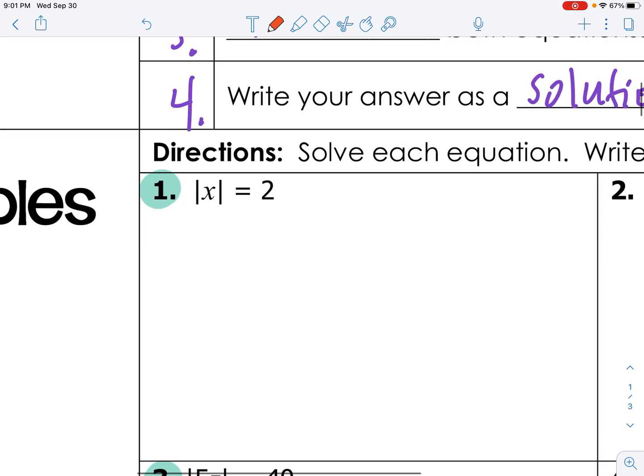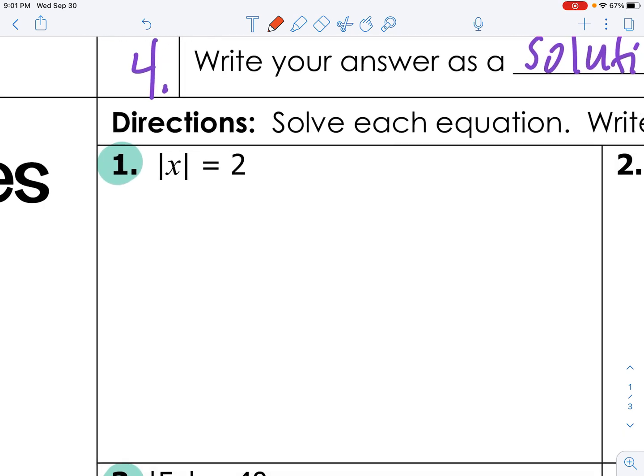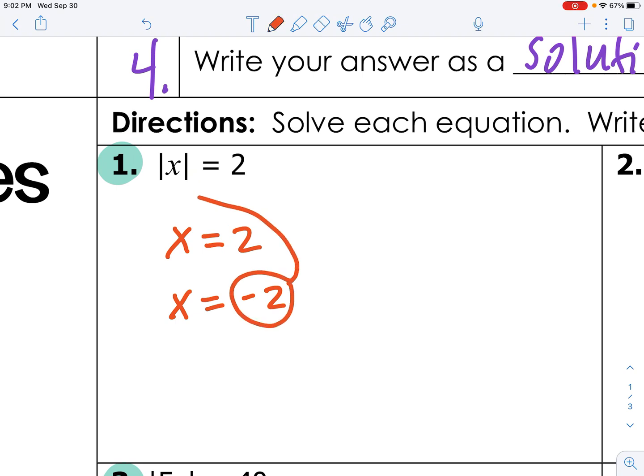So looking at example 1, what two numbers can I substitute in for x so that when I took the absolute value of those two numbers, it would equal a positive 2? Well, I could let x be 2, or I could let x be -2. And in both of these situations, when I plug each of these numbers in one at a time, if I took the absolute value of 2, I would get 2. And if I took the absolute value of -2, I would get 2 again.